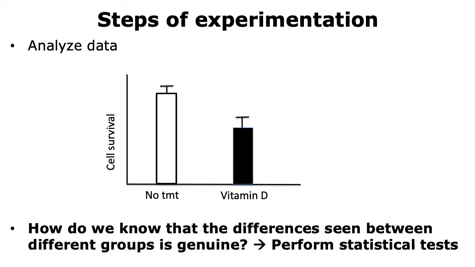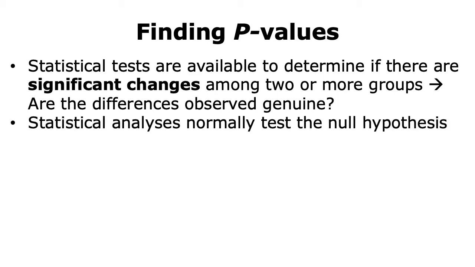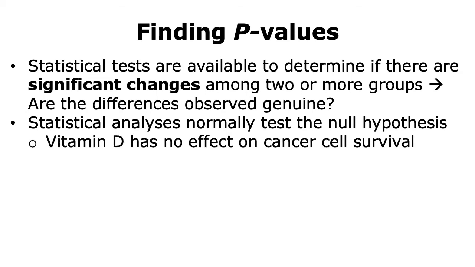Now, how do we know that this difference that is observed between these two groups is genuine? For that, we have to perform additional statistical tests. Statistical tests are available to determine if there are significant changes among the different groups of your experiment. It is basically a measure to try to find whether these differences are genuine or they're occurring due to some random chance events. These statistical tests normally test the null hypothesis, and the null hypothesis in our specific example was that vitamin D has no effect on cancer cell survival.